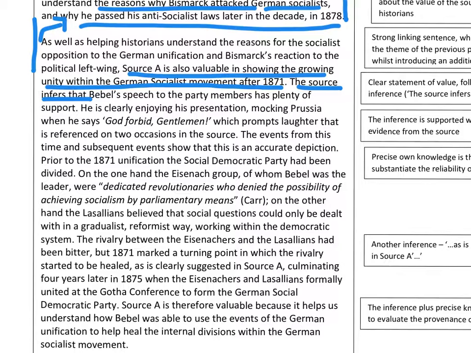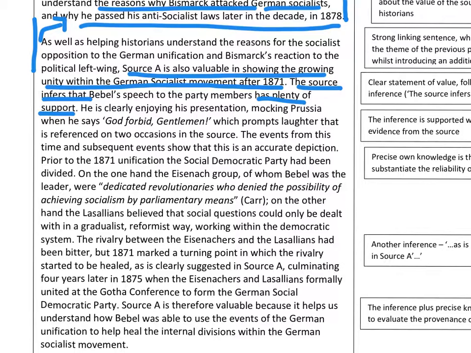Now, notice how you vary the words a little bit. In the previous paragraph, it uses the phrase "the source suggests that." Here, you say the source infers that. You've got to vary your language a little bit, but nevertheless, it's making it clear you're making an inference. It infers that Bebel's speech to the party members has plenty of support.